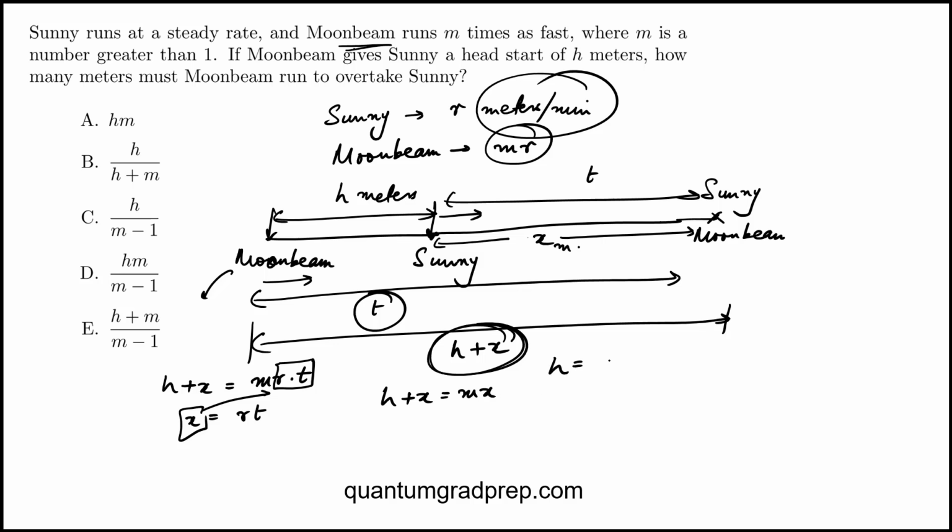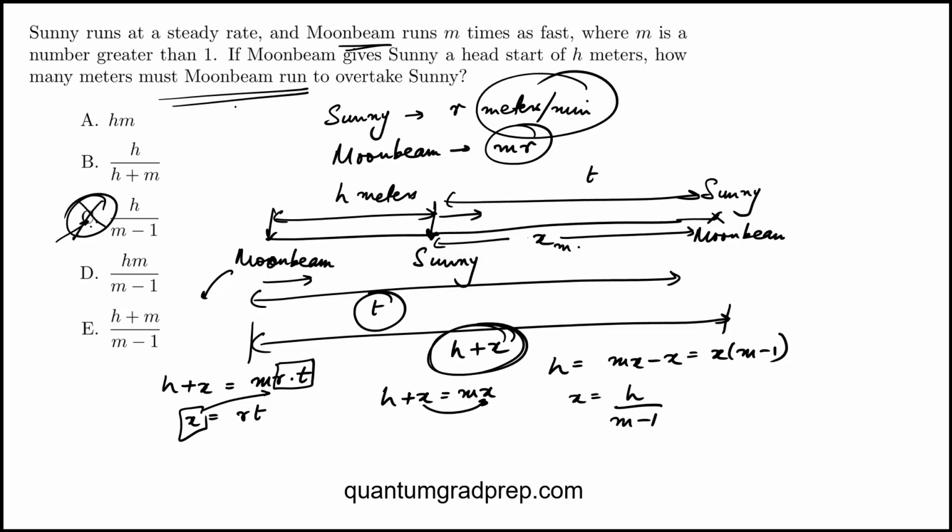And then I isolate the x term. So I move this over here, factor out an x. So x is h over m minus 1. You'll notice that that is also in the answer choices. So this is not correct, and this is why it's important to always go back and read the question. We're looking for the total distance that Moonbeam runs, which would be that plus the h, because he has to cover that distance, this head start.